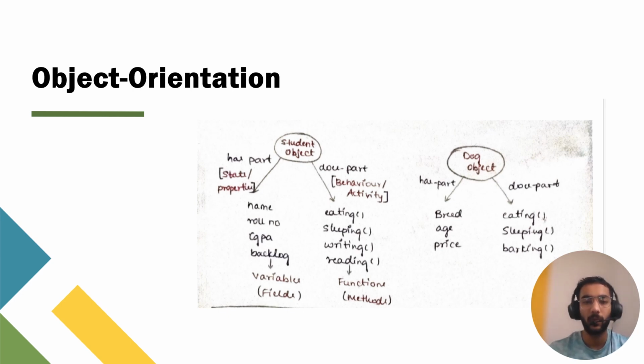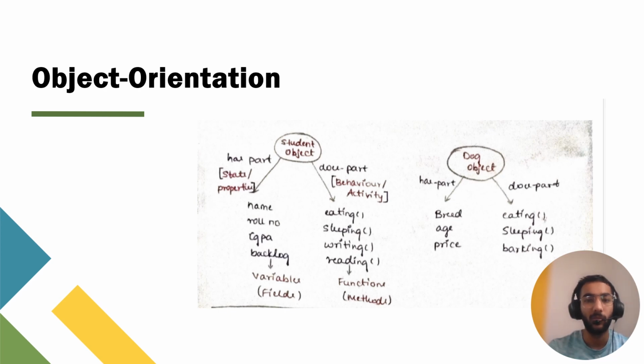Now I created another example for better understanding. The dog object contains two parts, has part and does part. Examples of the has part are breed, age (dogs also have a certain age), and price, if you're going to buy them, they have a certain price tag. For the does part, he can eat, he can sleep, he can bark, he can play. These are the examples from the earlier class introduction.